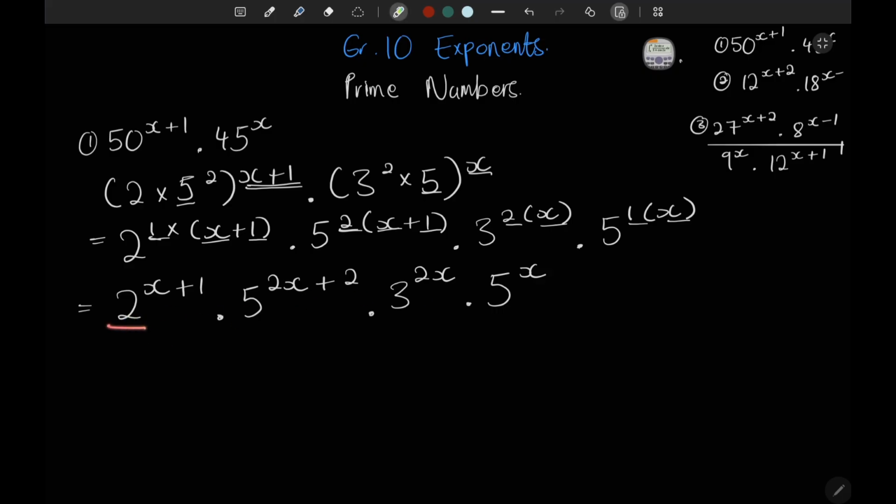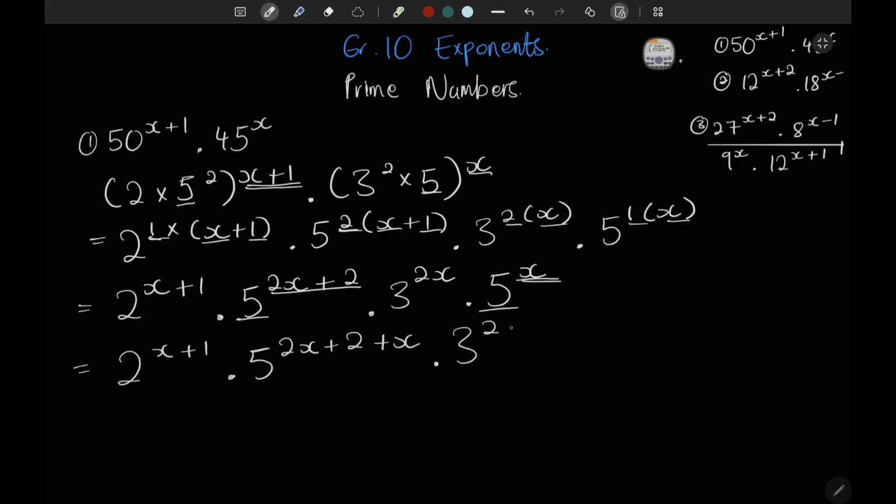We have 2, we don't have another 2. We have 5 and 5. We have two bases that are multiplied, therefore we can add the exponents. We have 3, it's only 3, so we can try to solve 5 and 5. Let's do so. Let's write down 2 to the power x plus 1 as it is, times, we write down our base, which is 5. Right? 5 times 5, write down the base, then we add the exponents. You have 2x plus 2 plus x, times 3 to the power 2x. Now let's solve.